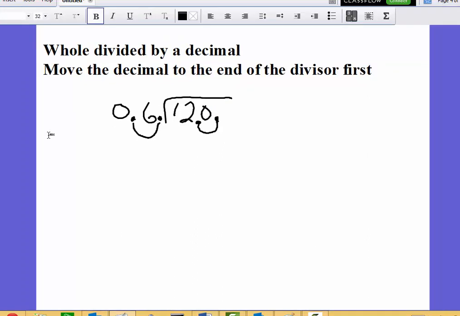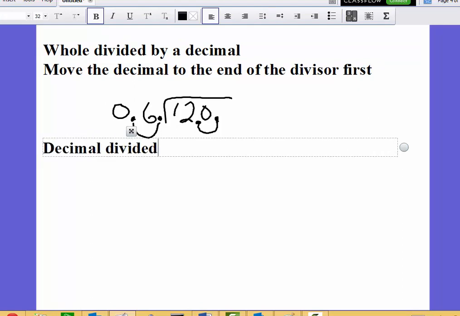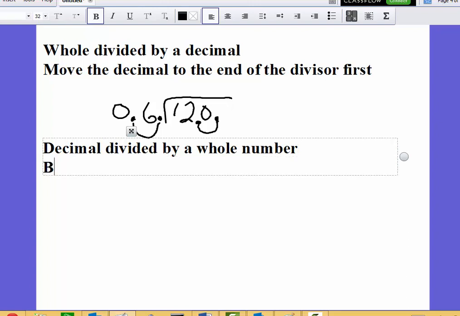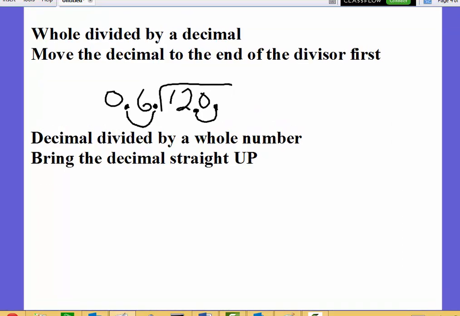Okay, your next one, we had a decimal divided by a what? Decimal divided by a whole number. So my first step for that is I just bring the decimal straight up. And here's my example for that one. If I have a decimal, so we'll do 1.2 divided by a whole number 6. First step, I don't have a decimal in my divisor, so what I do here is I just bring that decimal straight up, and then I just continue like a normal problem.